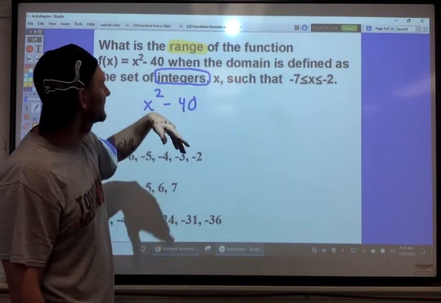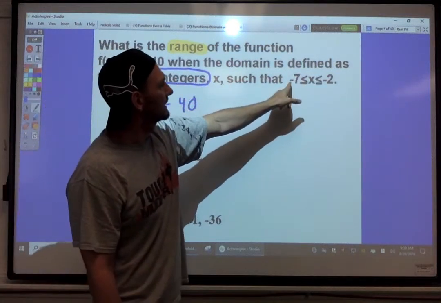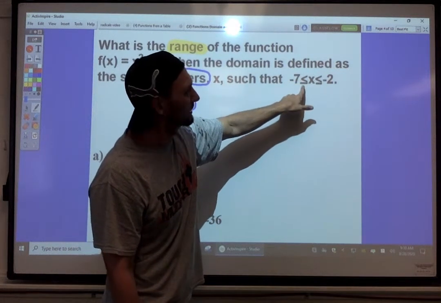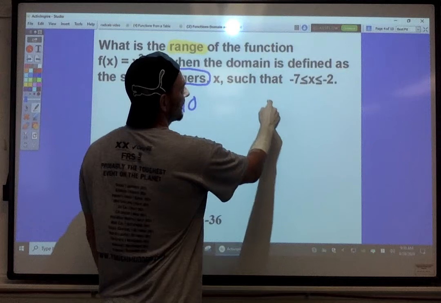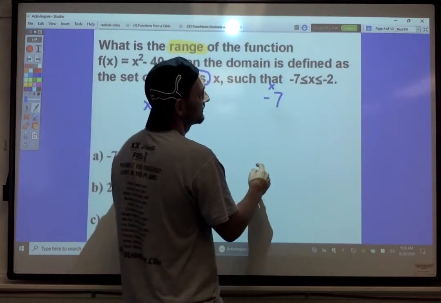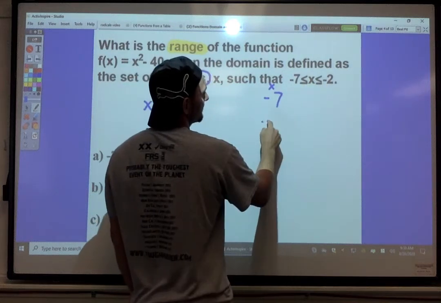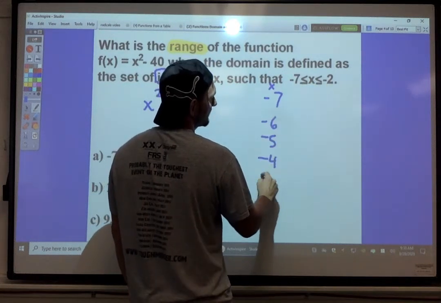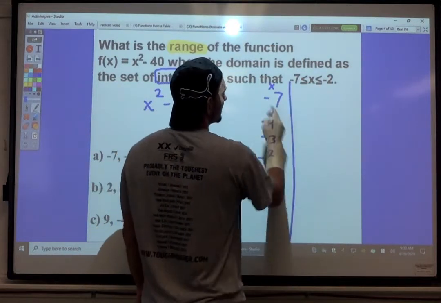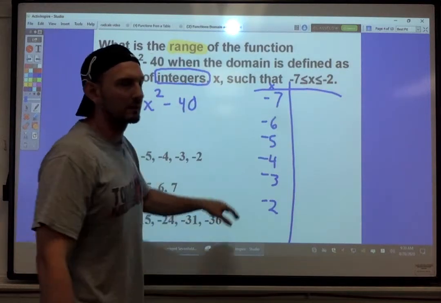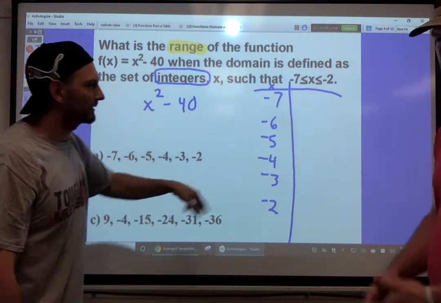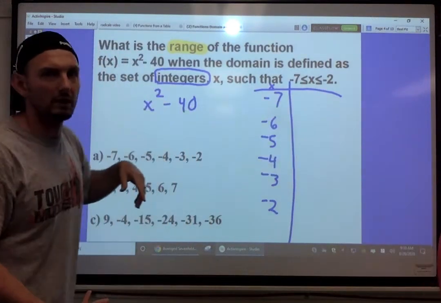Integers X such that negative 7 to negative 2. So X has got to be bigger than negative 7, but can include it. So I'm going to use negative 7 for an input. I'm going to make a table, and I can go all the way to -2. So -6, -5, -4, -3, and including -2. So if these are my inputs, I want to take each number, plug it into the function, do some math, get the output or the range value.